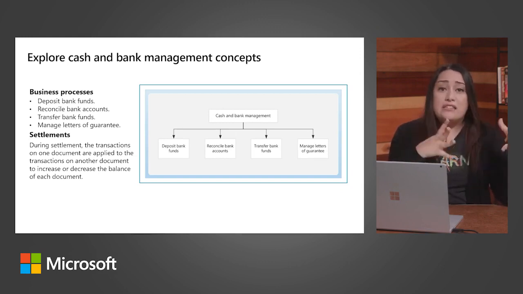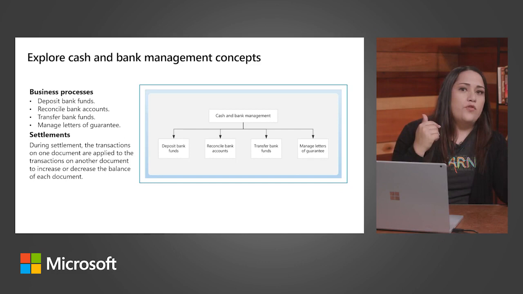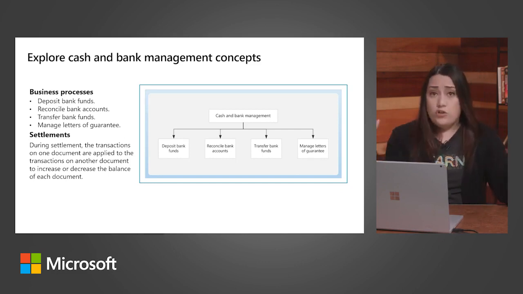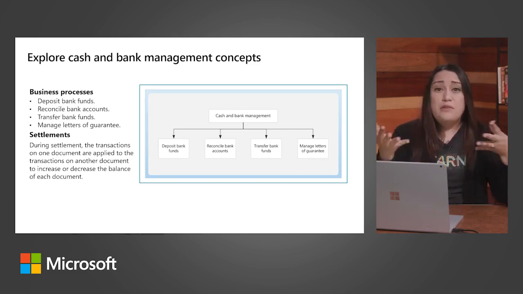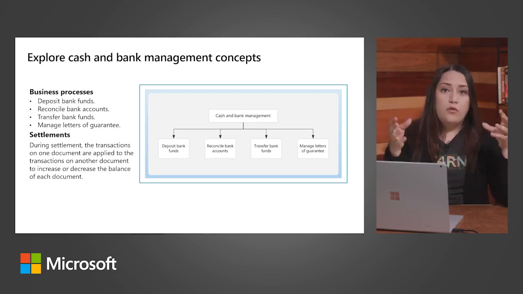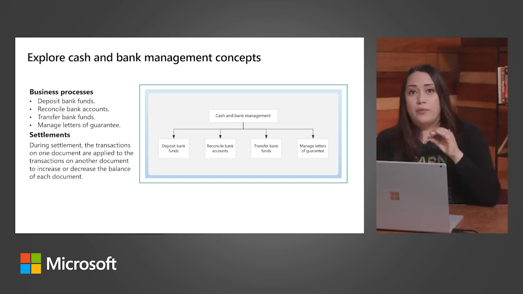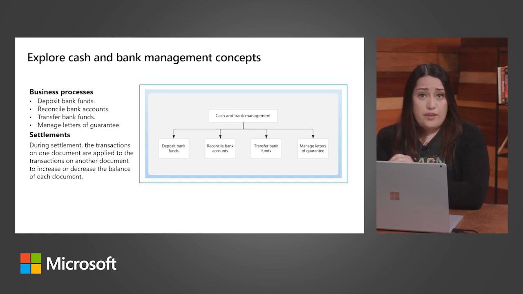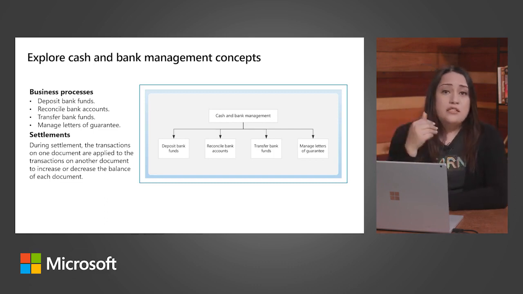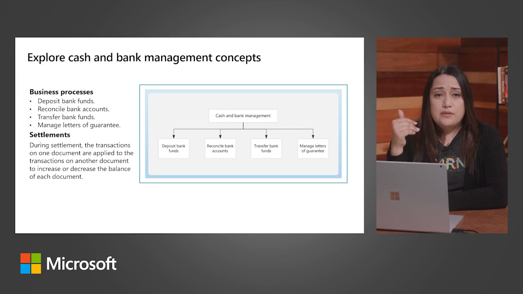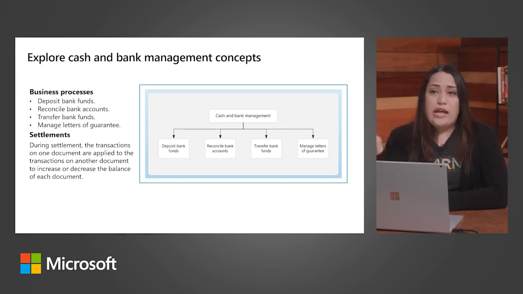Third, we might have cases where you want to transfer an amount of money from one bank account into another, or maybe you need to manage letters of guarantee. This is where you have an agreement made by a bank called the guarantor, and essentially you're agreeing to pay a set amount of money to another person who's called the beneficiary. And if the bank's customer, which we call the principal, defaults on a payment or an obligation to the beneficiary, you're still safe.